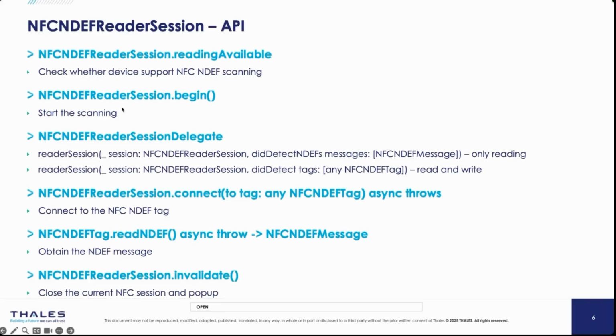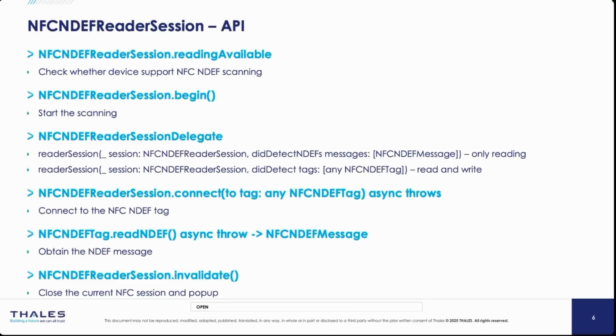Okay, so if it's available, then we go to the next one. This one is to pop up the NFC scanning to begin the scan. And then when it detects the NFC, it will go to the delegate. There are two delegates. The first delegate is only to directly give you the NDEF message, because just now this is about NDEF. So it will just give you straight NDEF, this is the NDEF message.